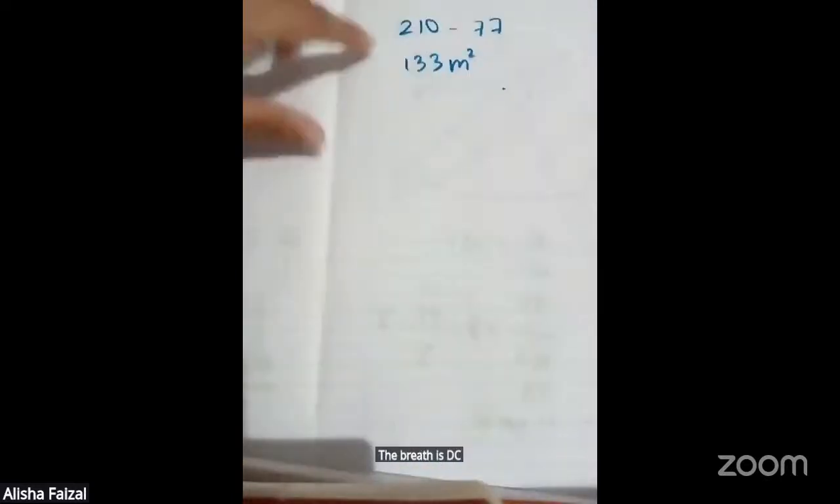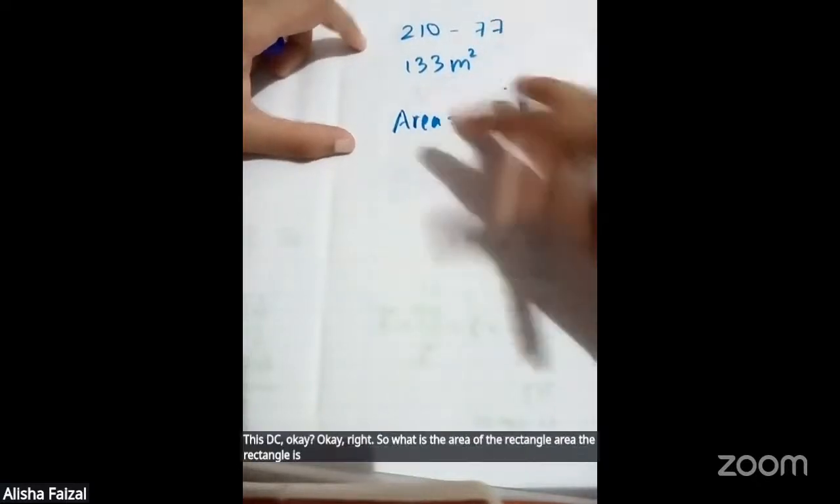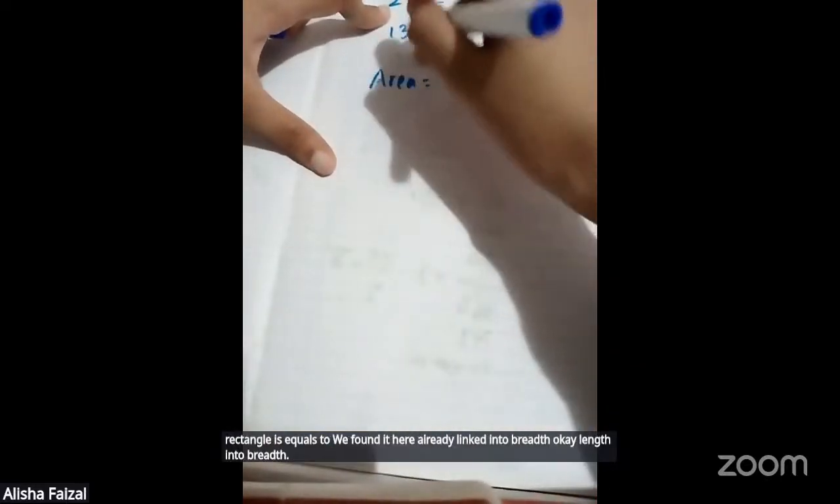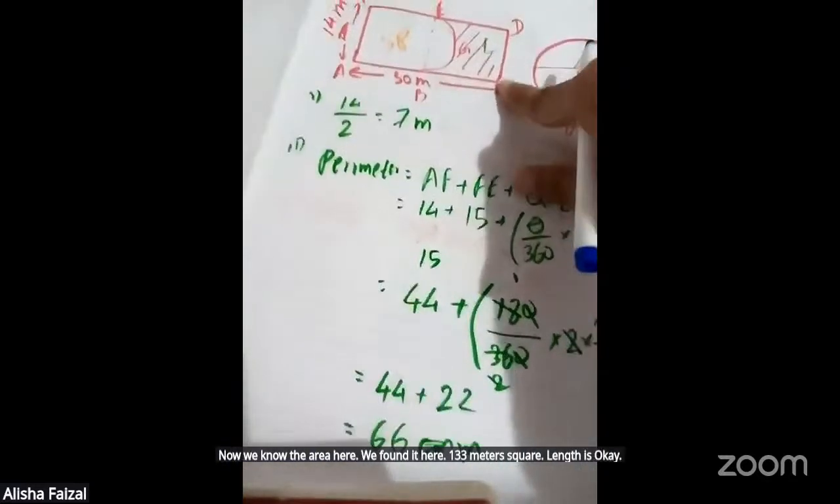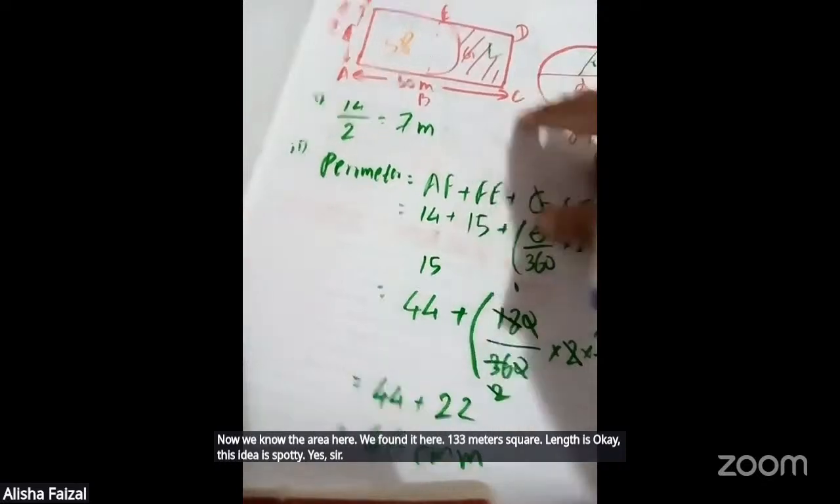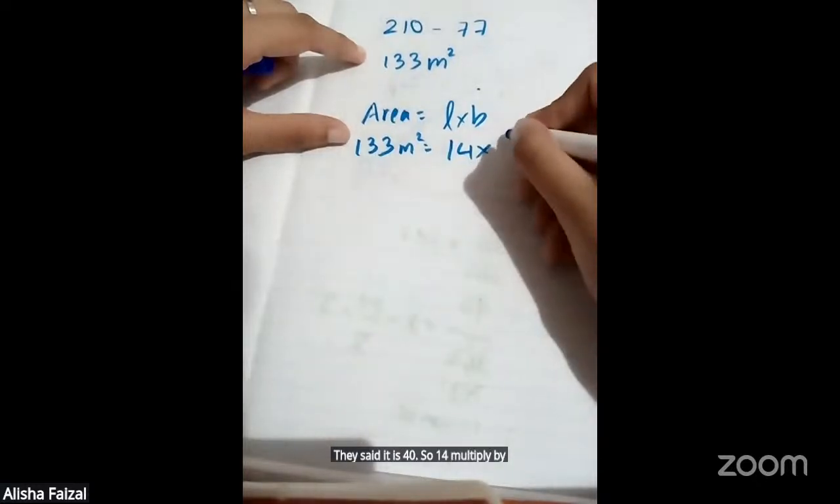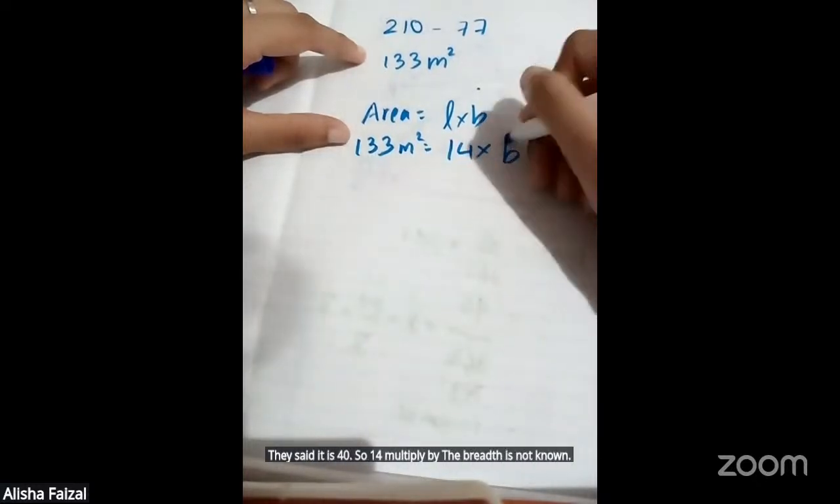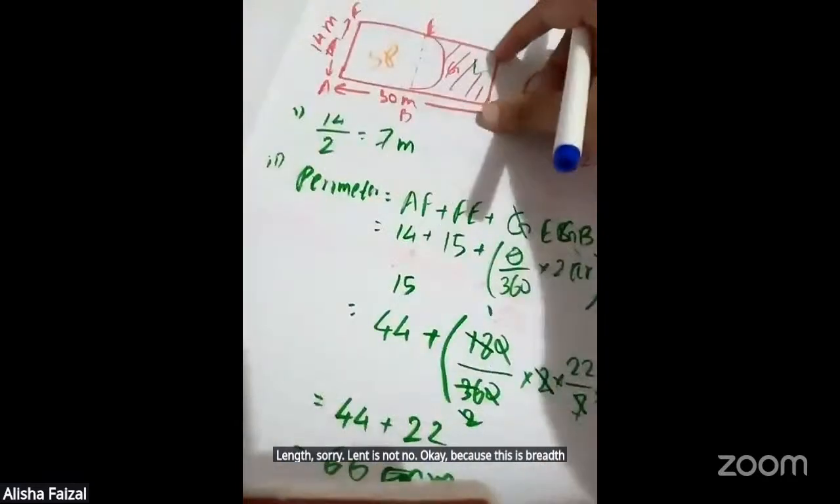So, what is the area of the rectangle? Area of the rectangle is equal to length into breadth. Now, we know the area, we found it here: 133 meters square. This side is 14. So 14 multiplied by the length, which is not known. Sorry, not breadth, length is not known, because this is the breadth. Length is not known.